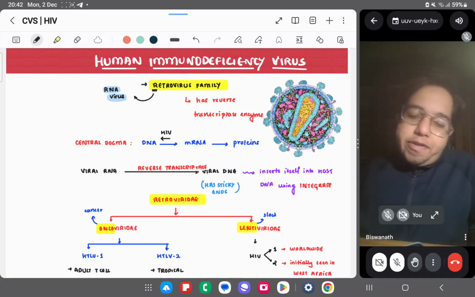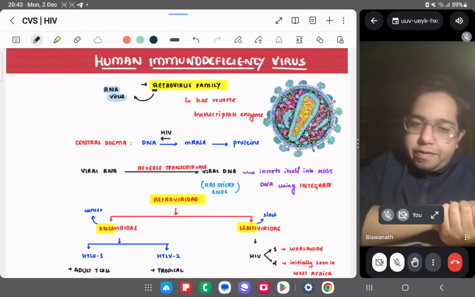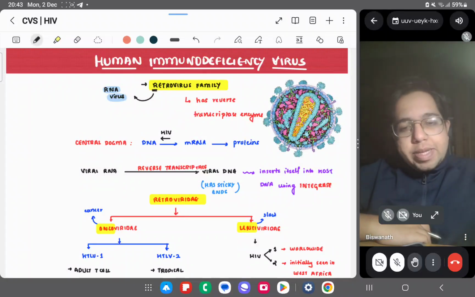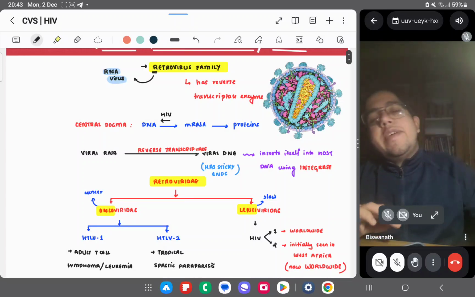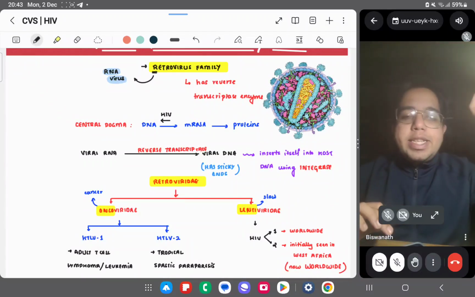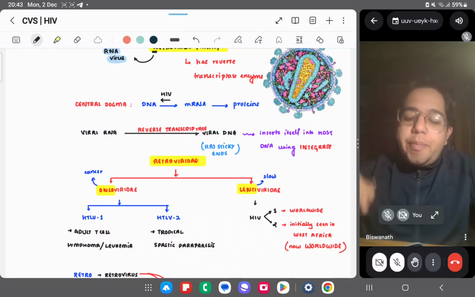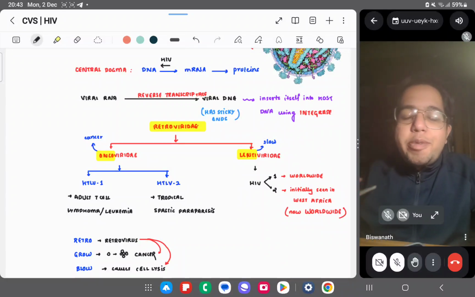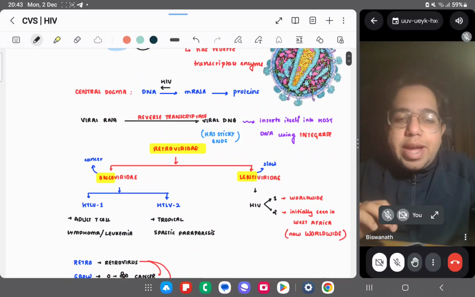So human immunodeficiency virus. It is an RNA virus, belongs to the retroviridae family. This retroviridae family is divided into two families, right? One is the oncoviridae, one is the lentiviridae. In the oncoviridae family, we have HTLV1, HTLV2. HTLV1 causes adult T cell lymphoma or leukemia, and HTLV2 causes tropical spastic paraparesis, which is a form of paralysis, right?